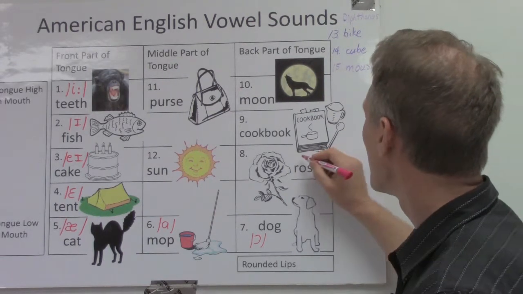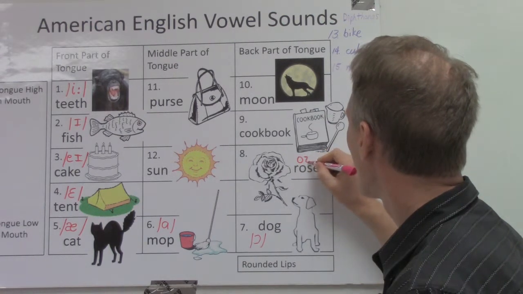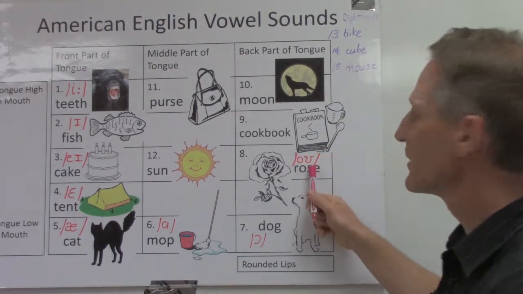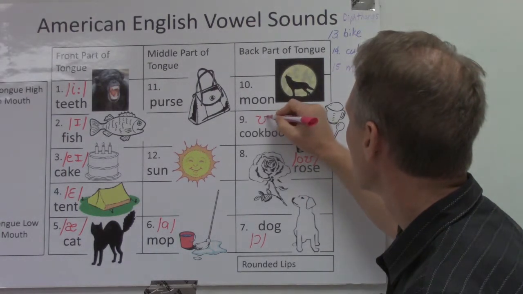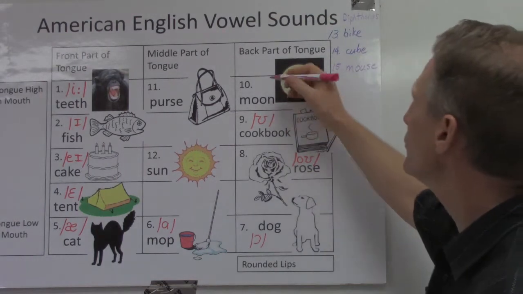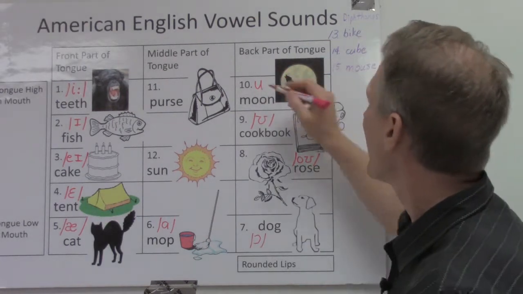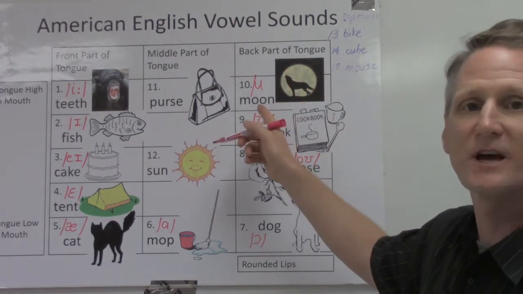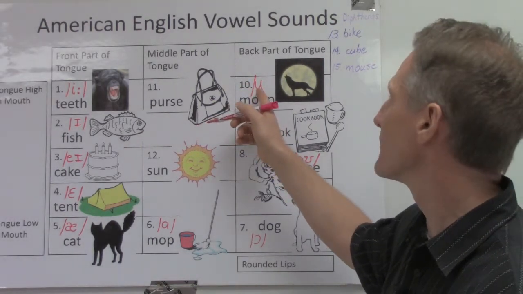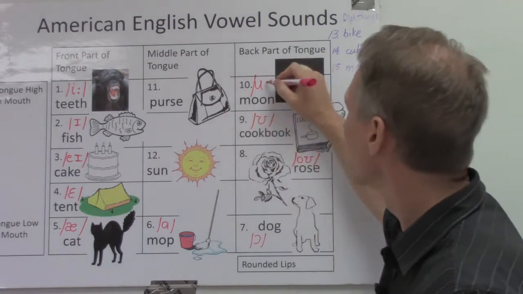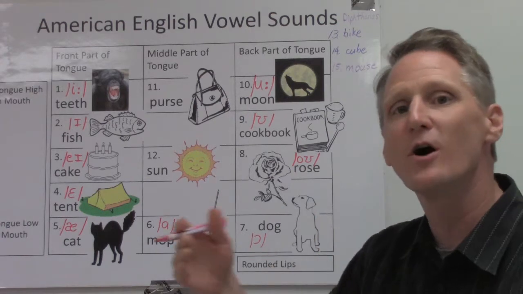O. O uses two symbols in the IPA. O and inverted omega. Number 9 is inverted omega. U is some version of the letter U. And a lot of dictionaries will use just the letter U. However, the formal IPA is going to have those two dots, which indicate some longer duration.